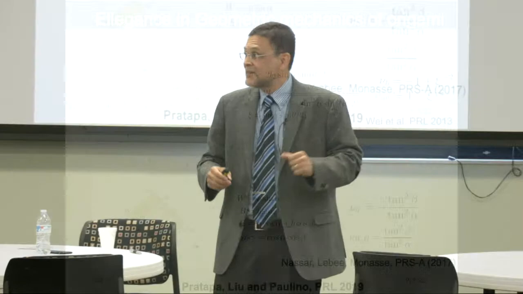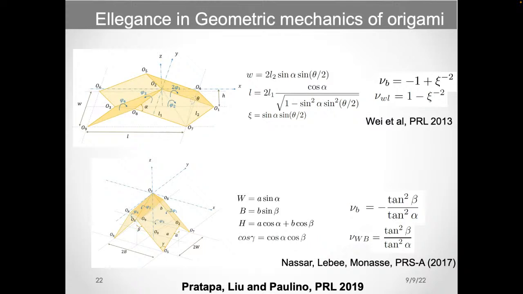And this elegance in the mathematics, in the geometric mechanics, was captured, for example, in the work by Mahadevan at Harvard, about the Poisson ratio. They found that if you parameterize the pattern this way, shown here, then you get this expression for the Poisson ratio in bending, and in stretch, you get that expression. You see the only difference? The sign.